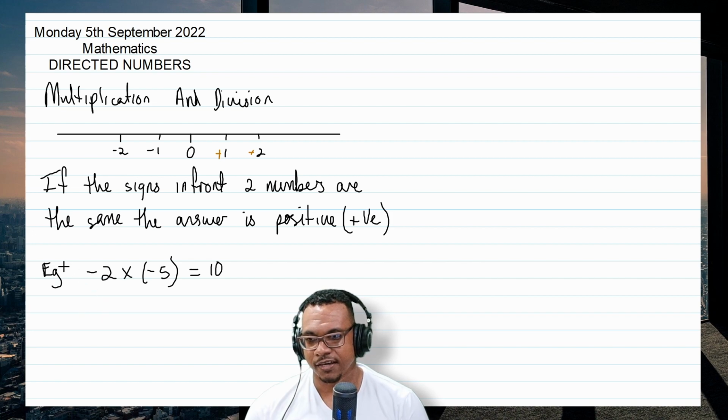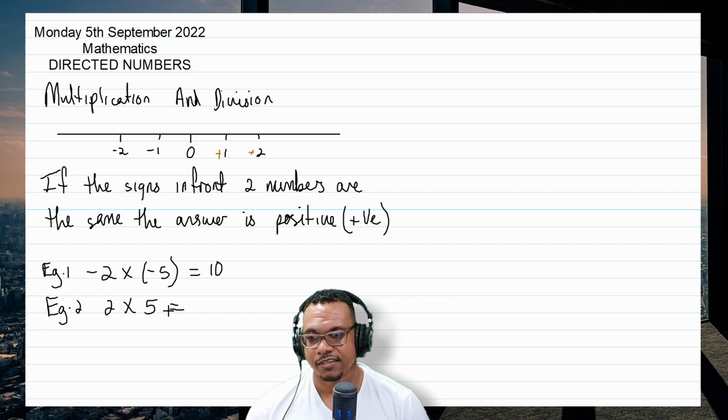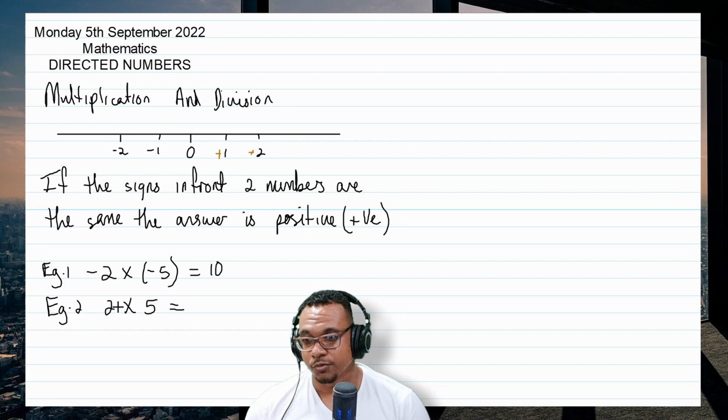Now, I know everybody knows how to multiply and divide, so this is not an exercise on how to multiply and divide. It's about the signs. So 2 times 5. Again, the sign in front of 2 is positive, and the sign in front of this 5 is positive. So the signs in front of the numbers are the same, and that's why your answer is positive.